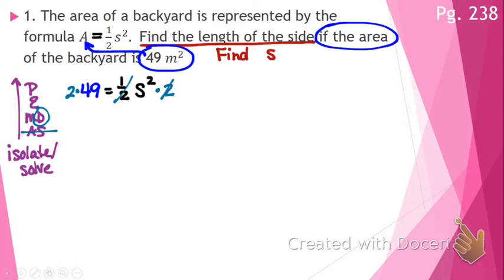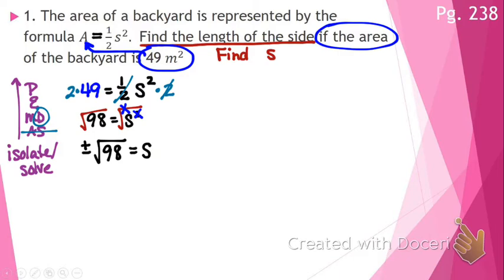2 times 49, that would be 98 equals S squared. Then I want to do the square root of both sides. That's going to make my S squared cancel out. I'm going to get positive or negative square root of 98 equals S.